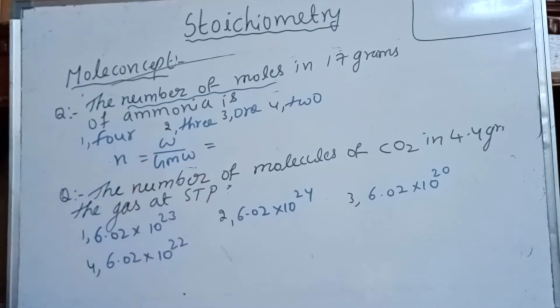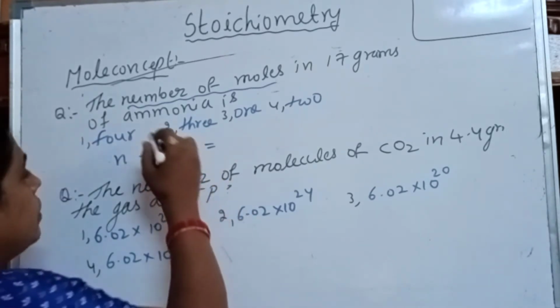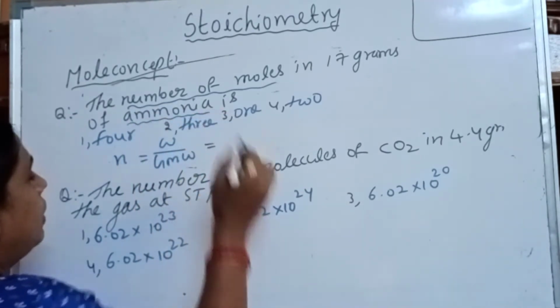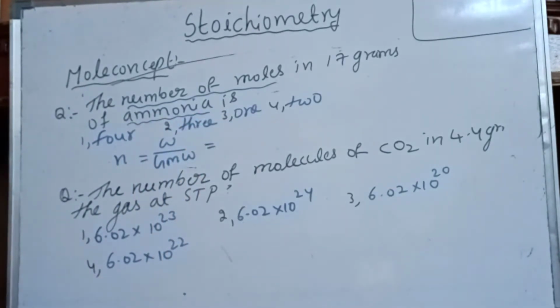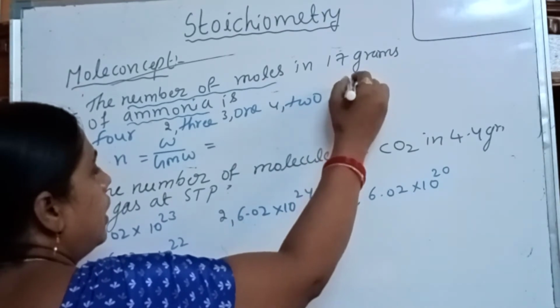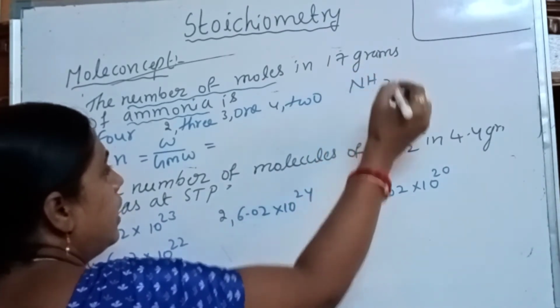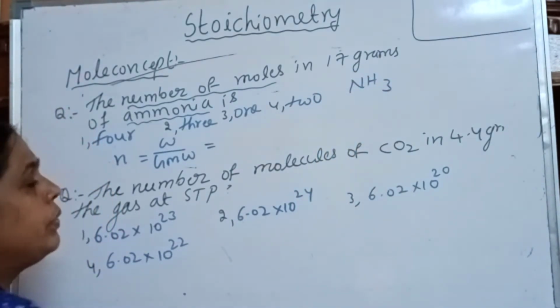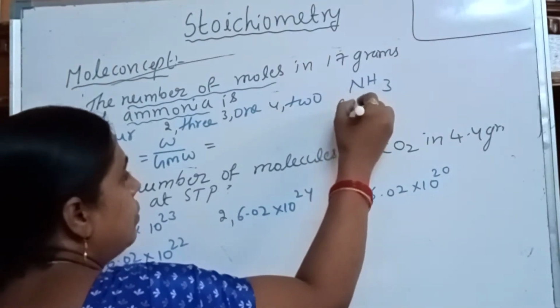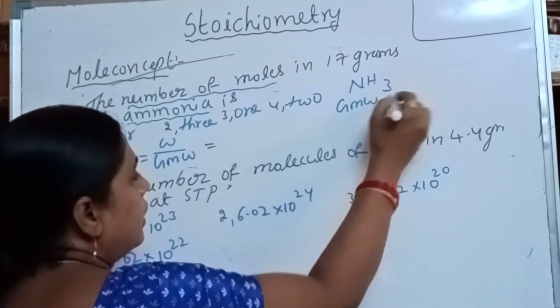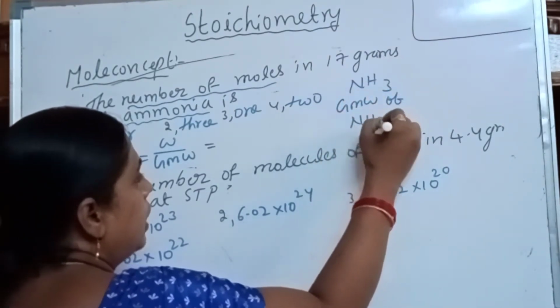Generally in chemistry, the gram molar mass or gram molecular weight of any substance is known from its molecular formula. Your given substance is ammonia. What is the molecular formula of ammonia? NH3. So first of all we have to calculate the gram molecular weight or gram molar mass of ammonia. How?